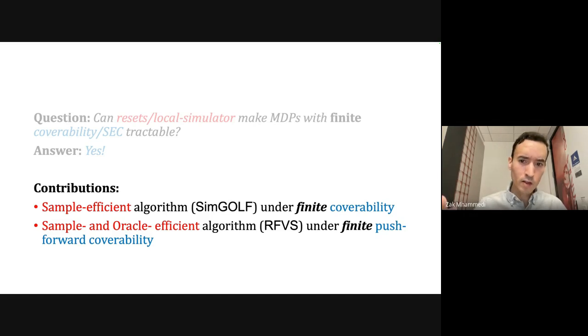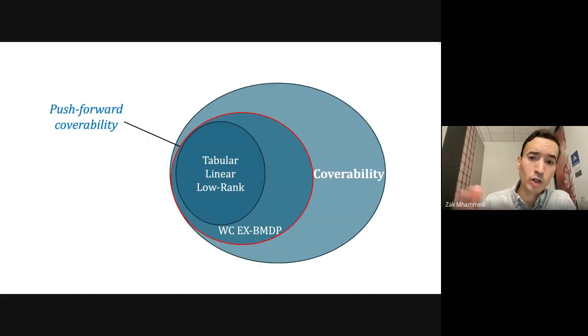And the second contribution is a more practical algorithm that works under another structural assumption called push-forward coverability. So push-forward coverability is a strengthening of coverability. And it pretty much includes all the settings that are already known to be tractable under online access. So yeah, push-forward coverability covers all existing settings that are somewhat computationally tractable under online access, but also new settings like these weakly correlated exogenous block MDPs, where the exogenous noise is somewhat weakly correlated over time.